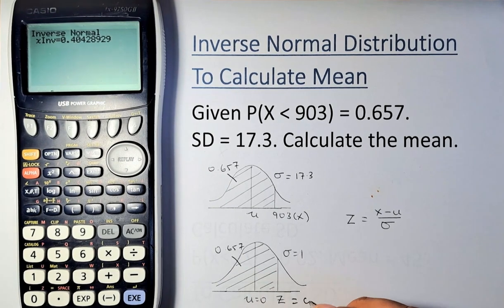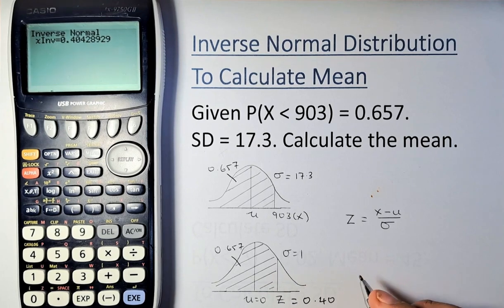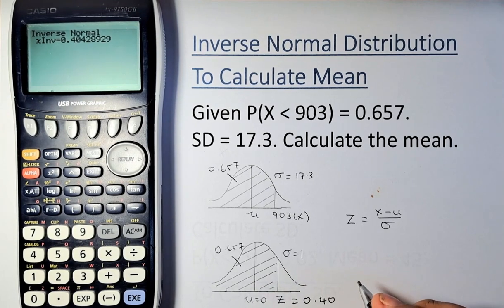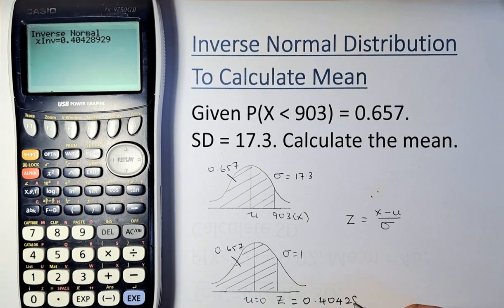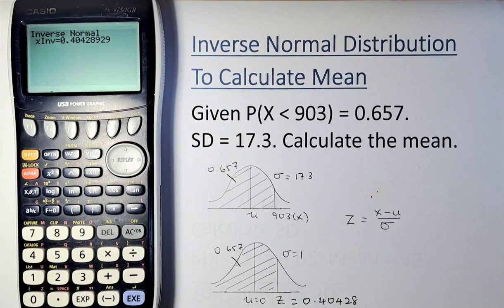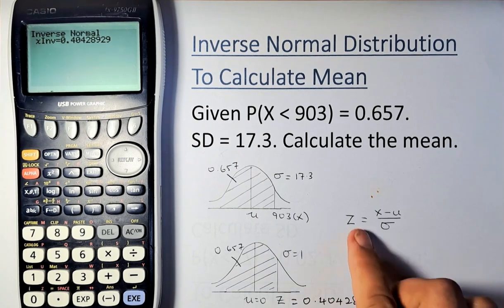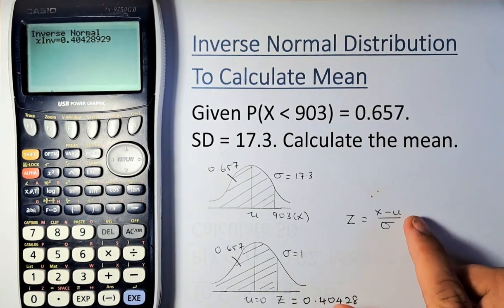going to be 0.40428. Once we found that z equals 0.40428, we are going to use this z and substitute it into this to calculate the mean.